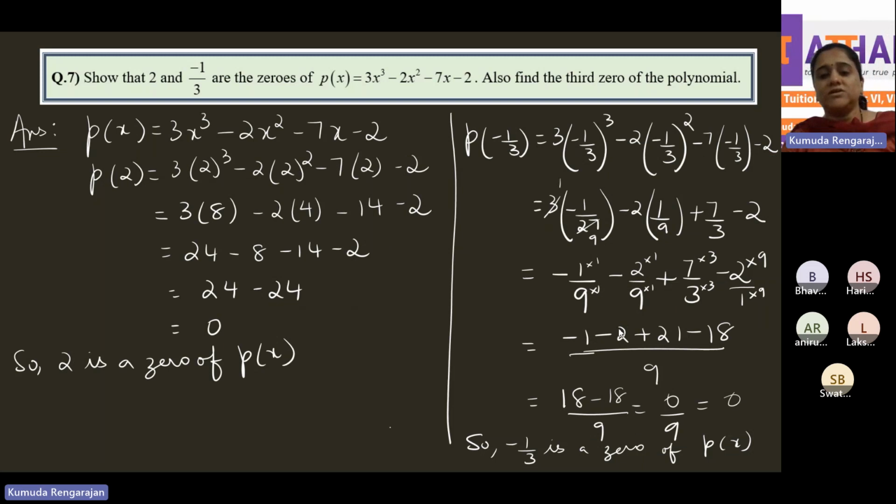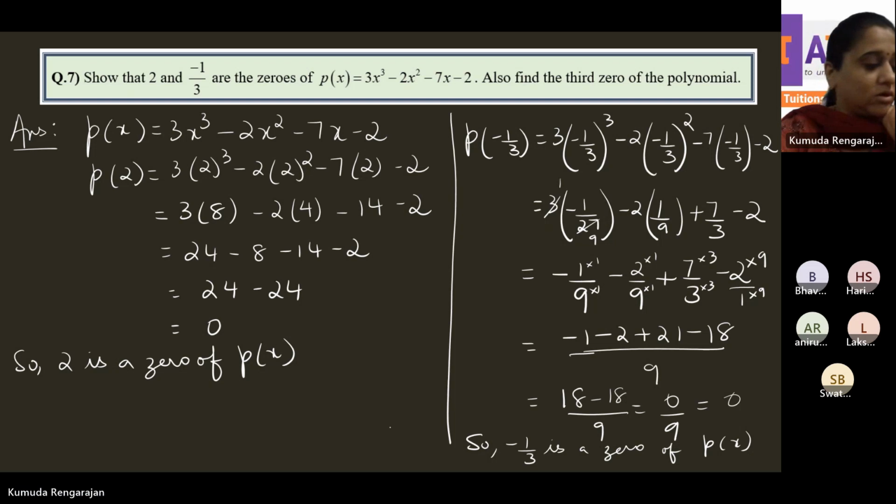Now tell me, how will you find the third 0? Two zeros are known. What is one 0? x minus 2. What's the other 0? x plus 1 by 3. Yes or no? What are the zeros? 2 is a 0, so the factor will be x minus 2. Then minus 1 by 3 is a 0, so x plus 1 by 3 is a factor. How will you find the third 0?